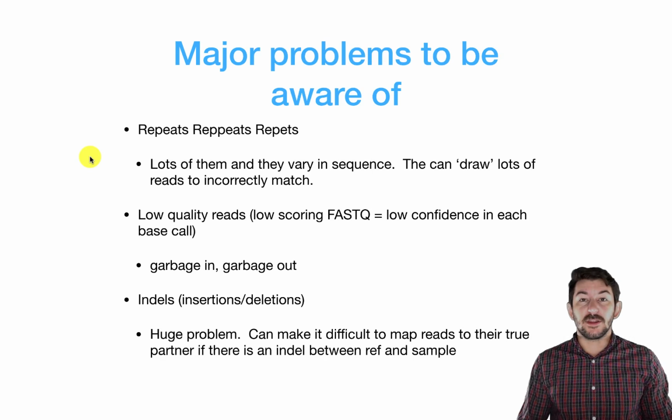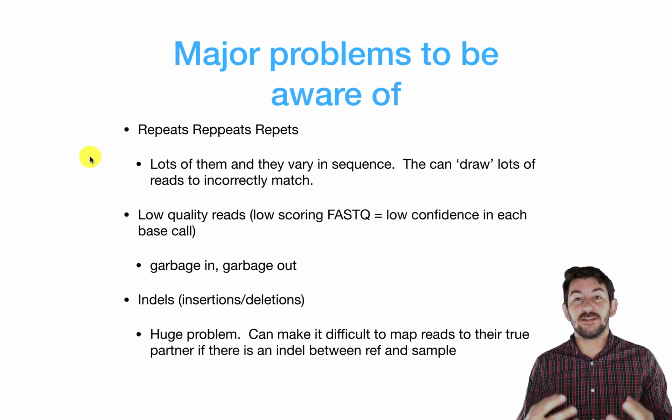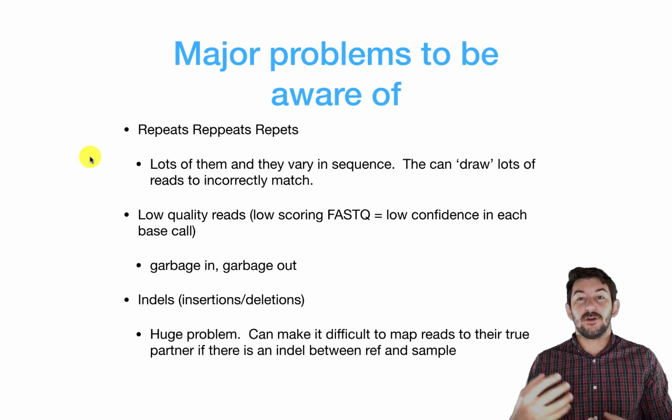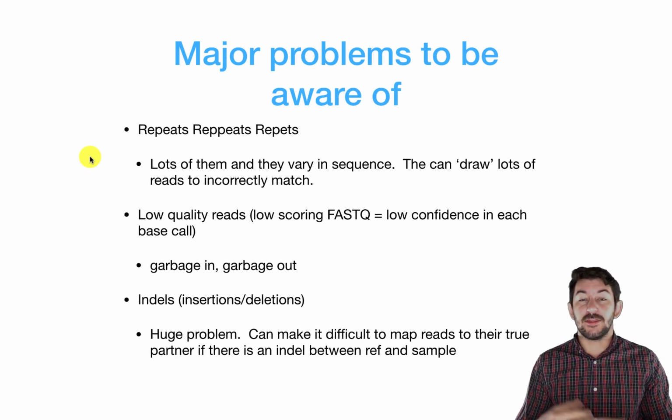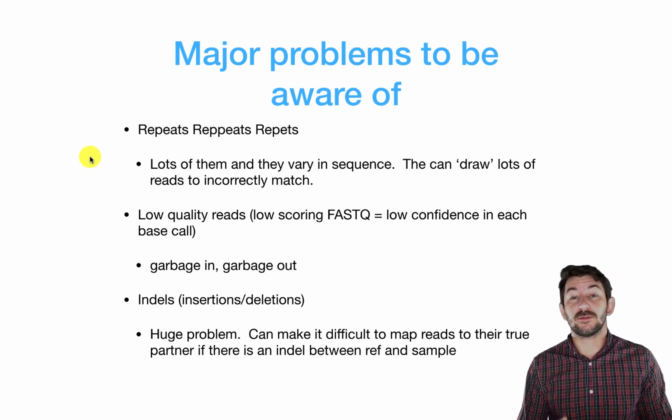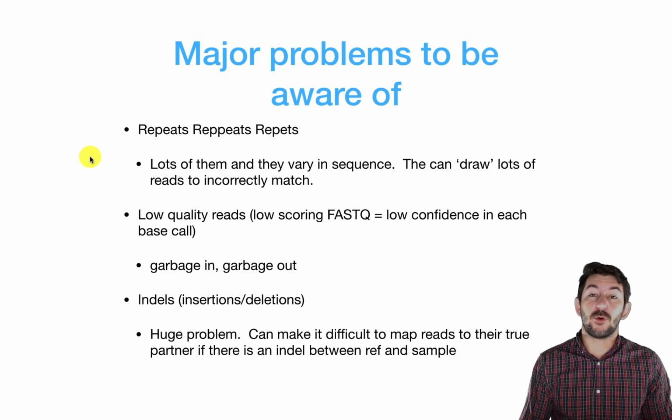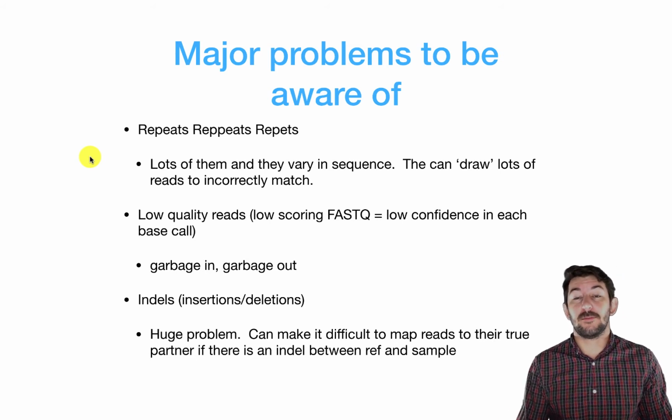Again, repeats. These are really the biggest issue. They are everywhere in the human genome. They will suck in reads, because reads that have repeat regions within them are going to map to so many different places. This leads to reads that have repeat sequences as a part of them having lower map quality scores, because they are capable of being mapped to multiple locations.